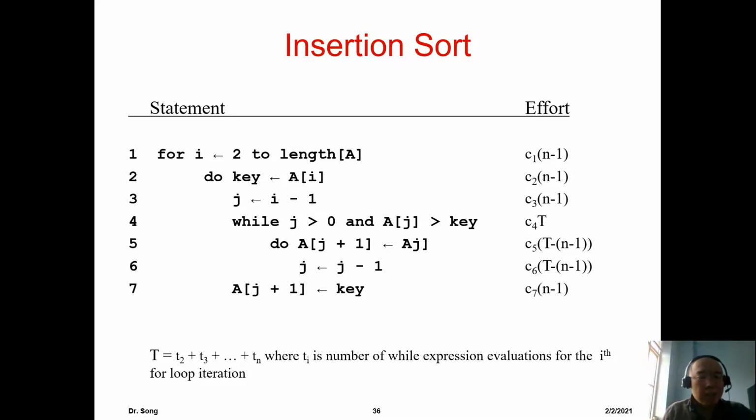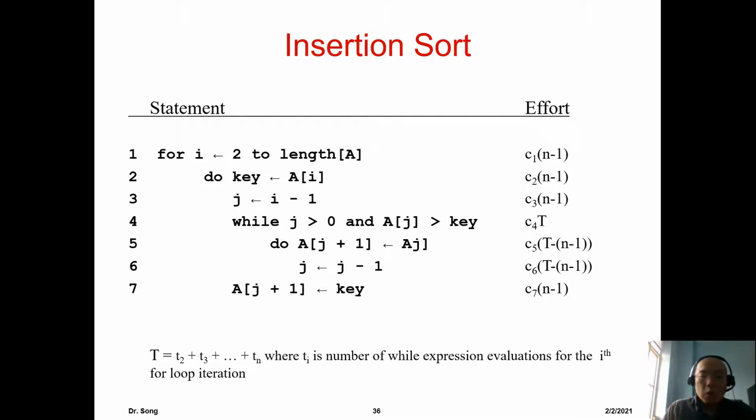Remember, for each value to be inserted into the sorted portion, it doesn't matter where we are going to insert it, we are going to do the insertion. So line 1, line 2, line 3, and line 7 are going to be executed once for every value to be inserted into the sorted portion. Okay, so far so good. Okay, and lines 4, 5, and 6 are the tricky part.